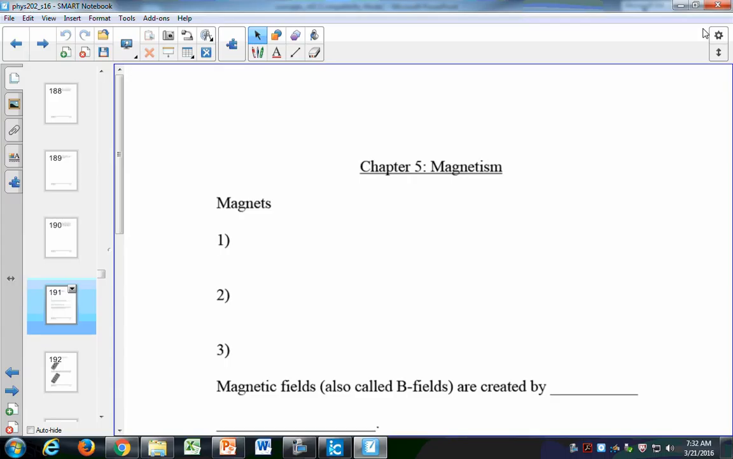Basic stuff about magnets, sort of grade school stuff. North, south poles, opposites attract, that kind of thing. And then sort of basics about the Earth's magnetic field. And then we'll also do the force on a charged particle traveling in a magnetic field.